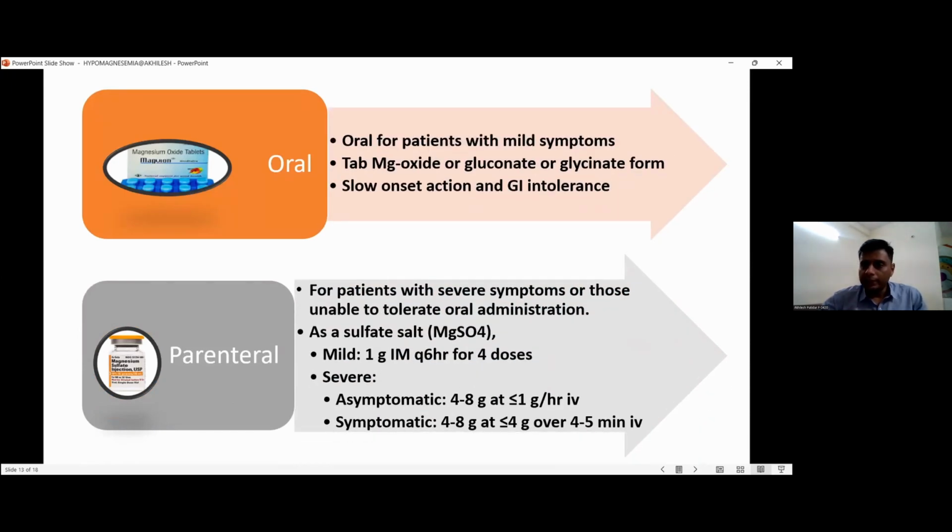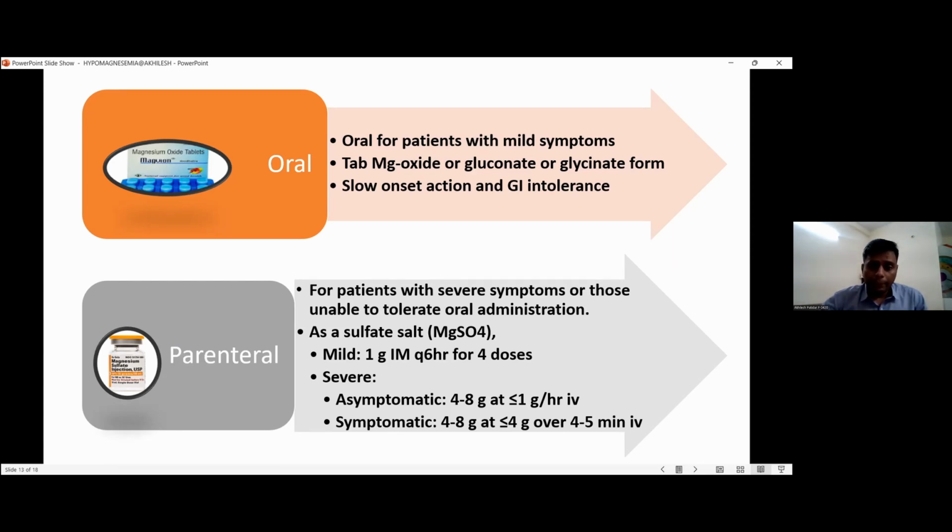Oral therapy is for patients with mild symptoms. We can use magnesium oxide tablets or the gluconate or glycinate form. They are available in 400 to 800 mg per tablet, which we can use BD or three times a day. The action is slow in onset with oral treatment, and GI intolerance is the main side effect.